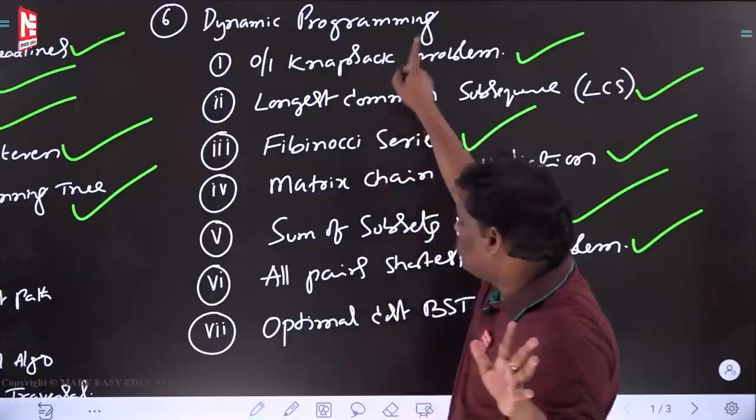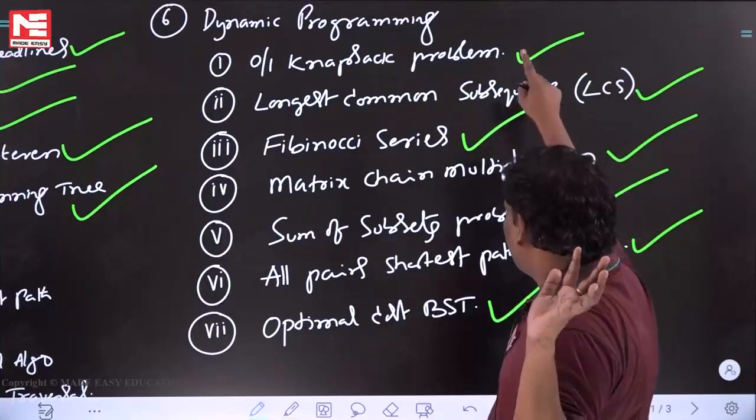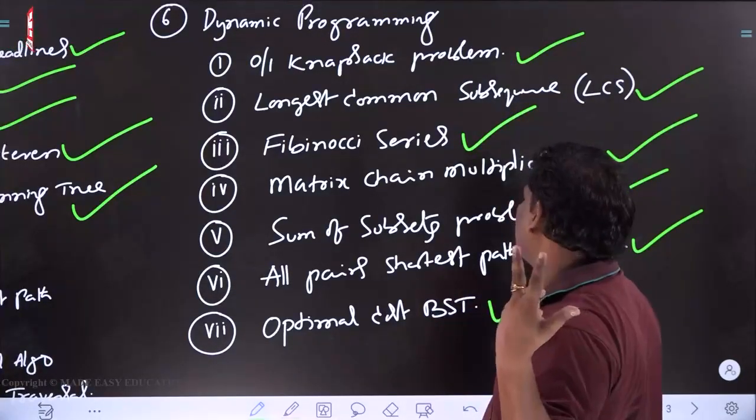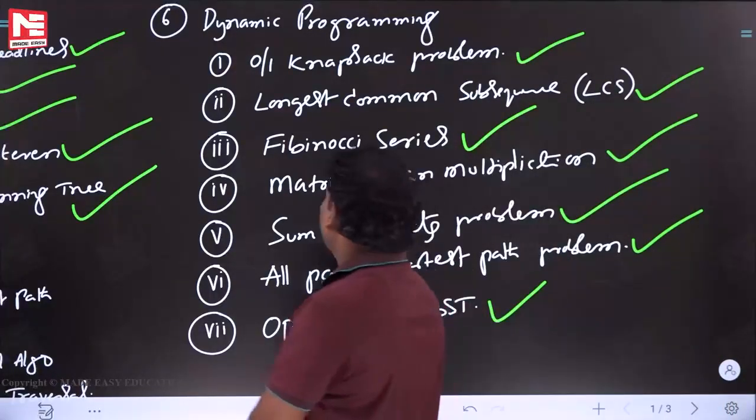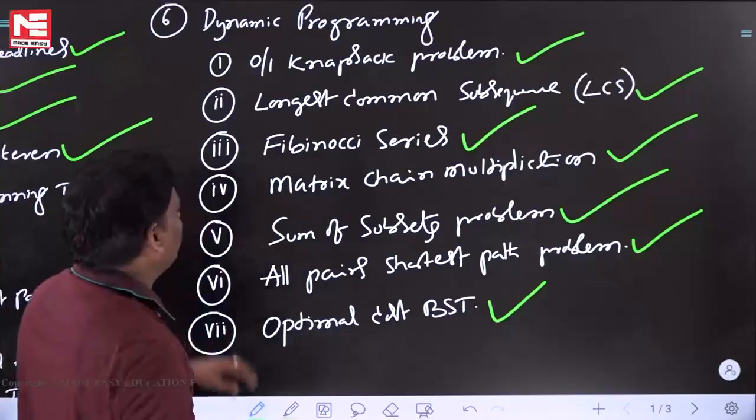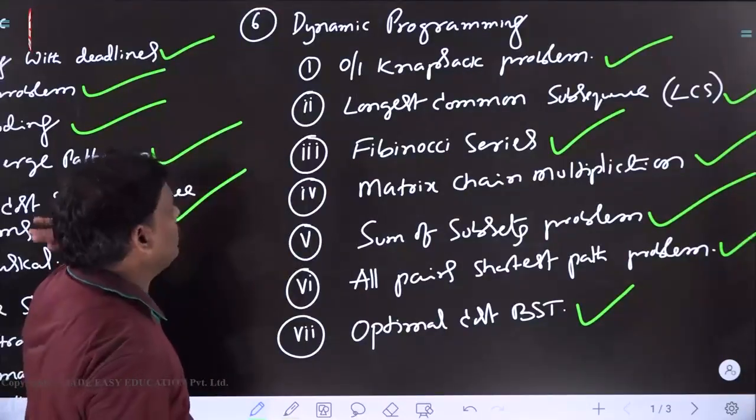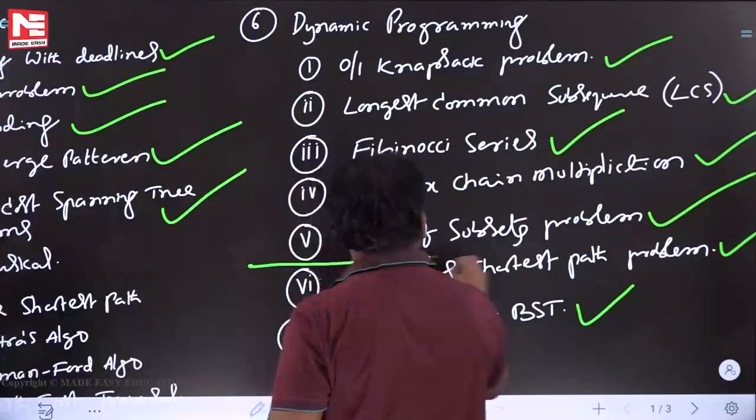Anyhow, see this one: totally seven applications are there. In my point of view, I will cover all. If one or two are left out, they may not be that important, and that is the reason I am not covering them. Whatever I cover, I will cover in a nice way, and the remaining things you have to take care of. Dynamic programming has totally 7 applications, and out of these 7, please be careful, these 5 are really important.